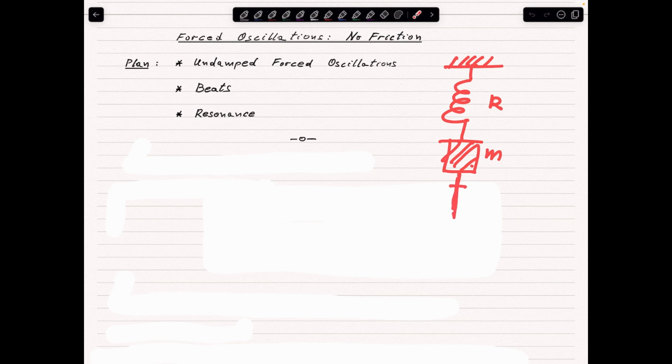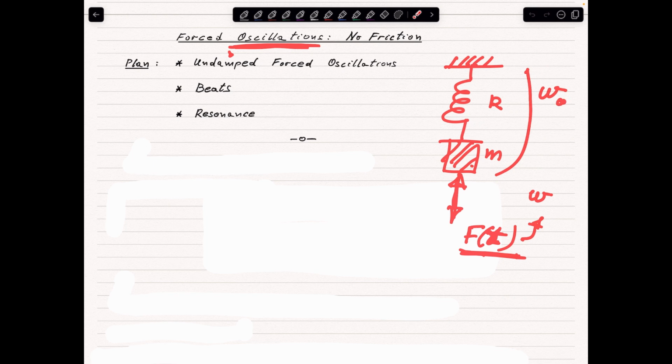We are going to put here an external force of the form f of t, and we are going to study what happens when this external force f of t is an oscillatory force. It has a frequency that we are going to call omega. This is going to be called the driven frequency of the force. And when we have a mass spring alone without any force, this system has its own frequency, a natural frequency, let's call it omega 0.